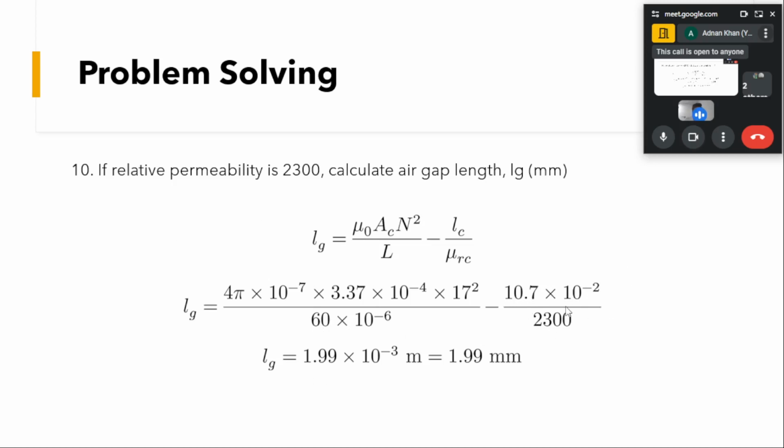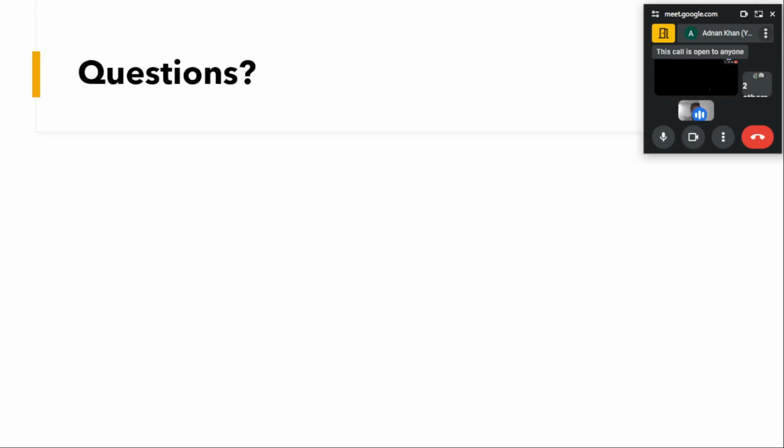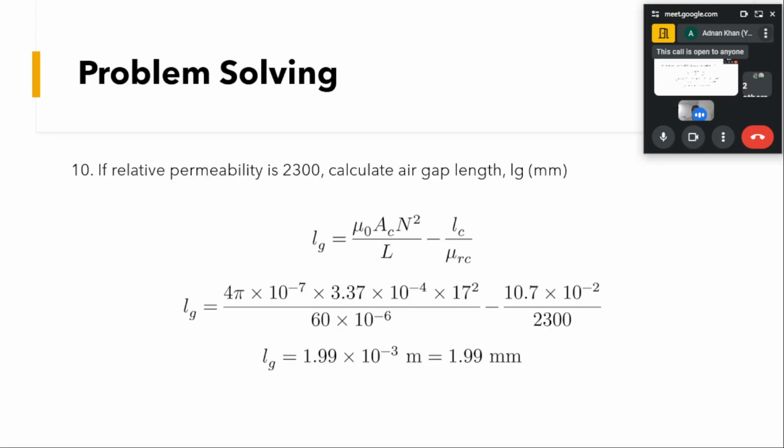So if we solve this equation, Lg comes out to be 1.99 into 10 raised to the power minus 3 meters, that is equal to 1.99 millimeters. So the Lg required for this is 1.99 mm. So this was about the questions. I hope this is clear to you, how we design a particular inductor, and how to go through the question.